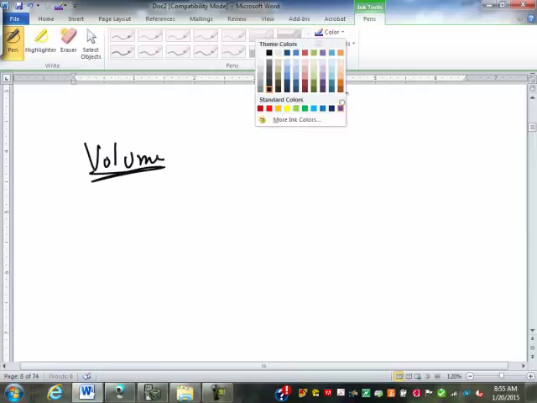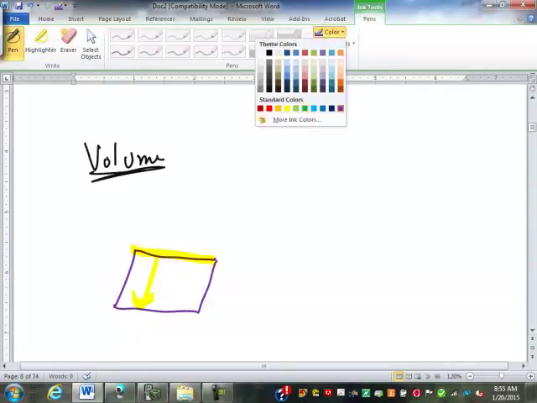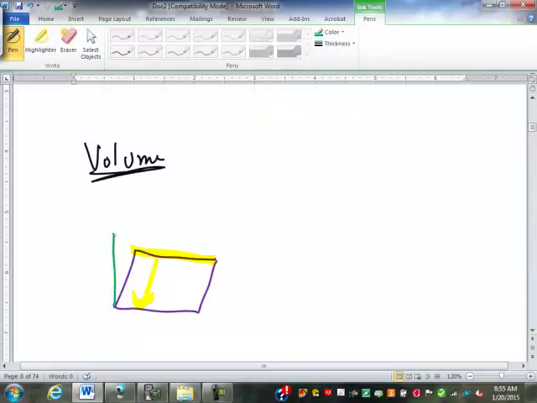Volume is just taking this all to the next level. Now we created an area by taking this length and then pulling it to make the area. To create a volume, we take that area and we move it in a third direction, perpendicular to each of the first two, and it creates a box. That area that we start with is called our base.